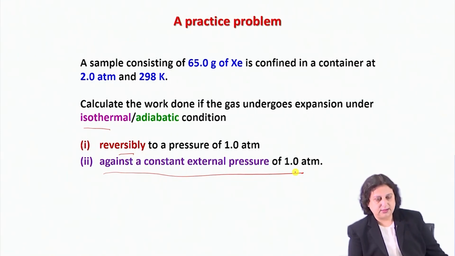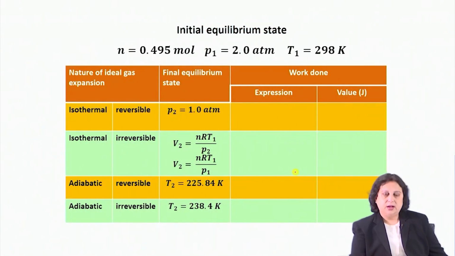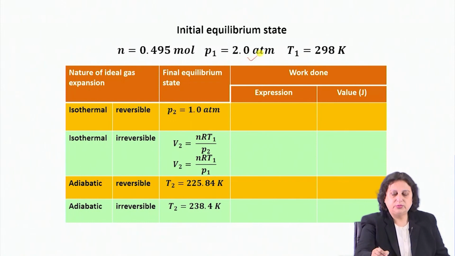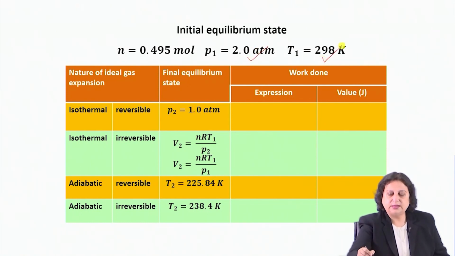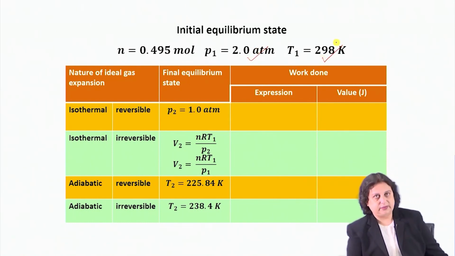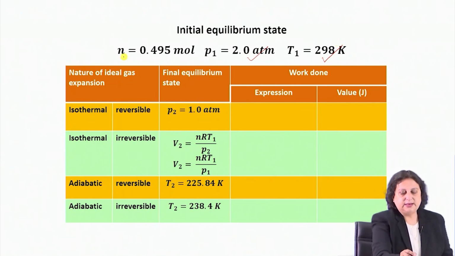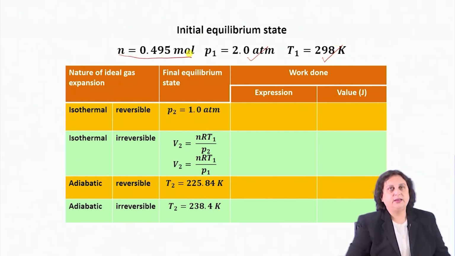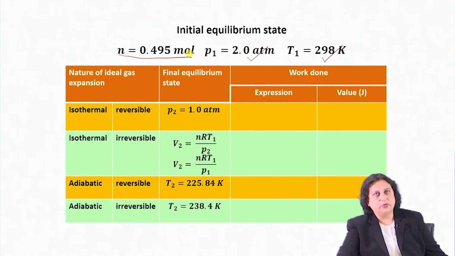maintaining adiabatic conditions. So while solving this problem, I understand that my initial equilibrium state is characterized by P1 equal to 2 atmosphere and T1 equal to 298 Kelvin. And I also find that in a closed system, I am using roughly about 0.5 moles of the ideal gas.